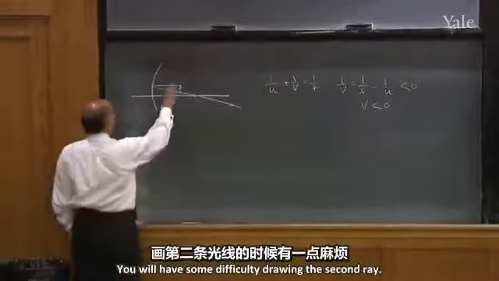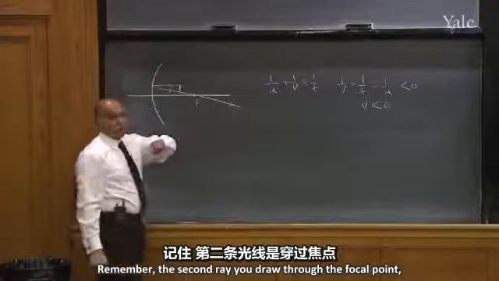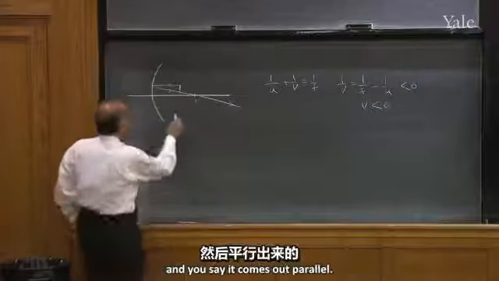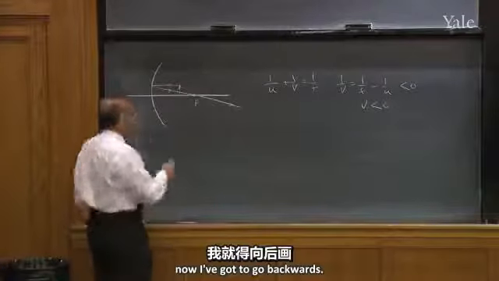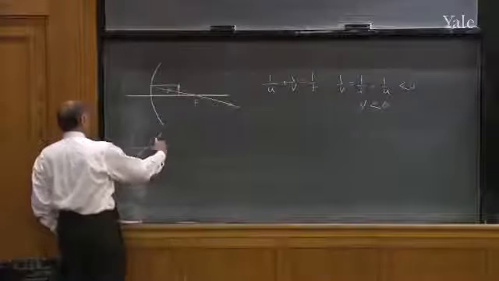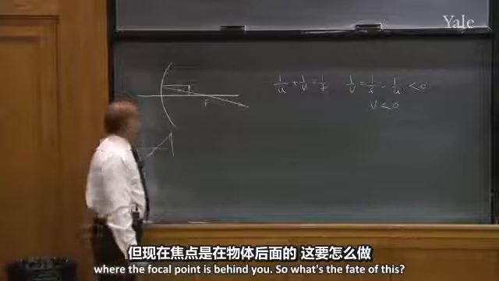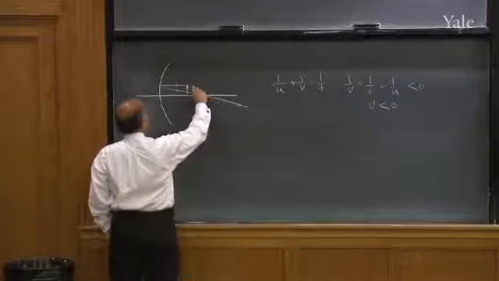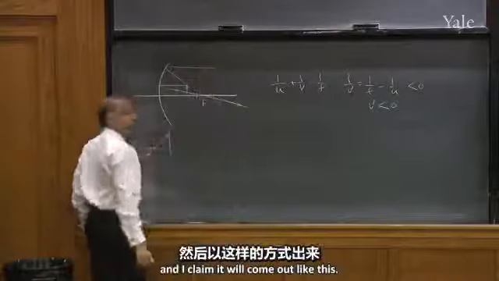You will have some difficulty drawing the second ray. Remember, the second ray, you draw through the focal point, and you say it comes out parallel. If I draw a ray through the focal point, now I've got to go backwards. Previously, you drew an object and you drew a line through the focal point heading towards the mirror, but the focal point is behind you. So what's the fate of this? Here is what you do. Continue it backwards, and I claim it will come out like this.